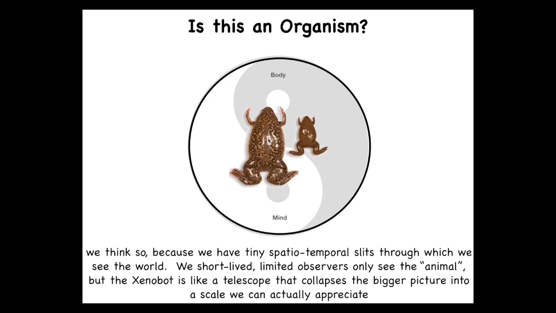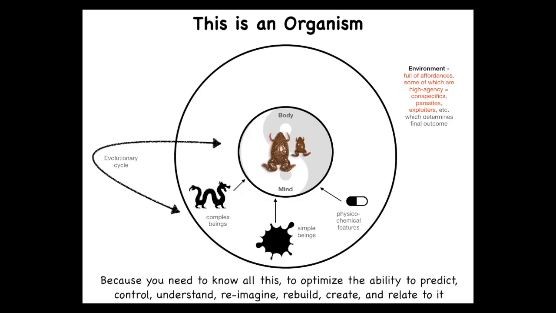But fortunately, we have synthetic bioengineering and things like that, and robotics, of course. And the Xenobot is one of them. It collapses a much bigger picture onto a scale that we can actually appreciate. In the case of the frog, this is actually the organism. It's this whole thing. It's the evolutionary cycle wrapped around all of the different things in the environment that end up producing the frog.